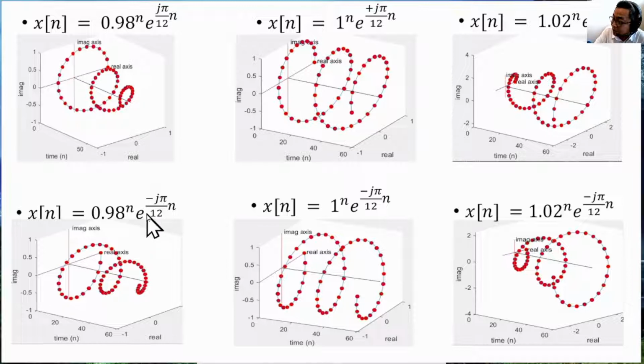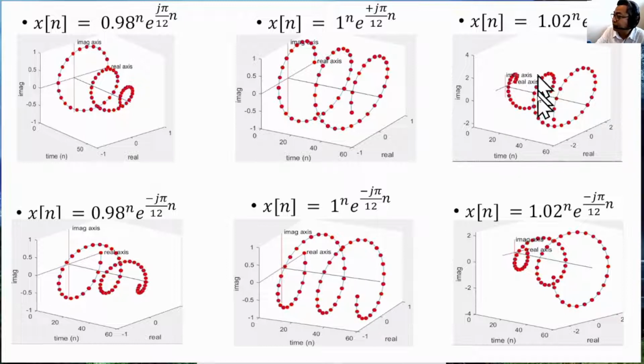What about when omega is negative? Then it is rotating clockwise, but it is becoming smaller and smaller. If the magnitude is 1, then it is not decaying. So depending on omega, in this case positive omega, it is rotating anti-clockwise. And in this below example, again magnitude is 1, we have negative omega. Negative omega means rotating clockwise.